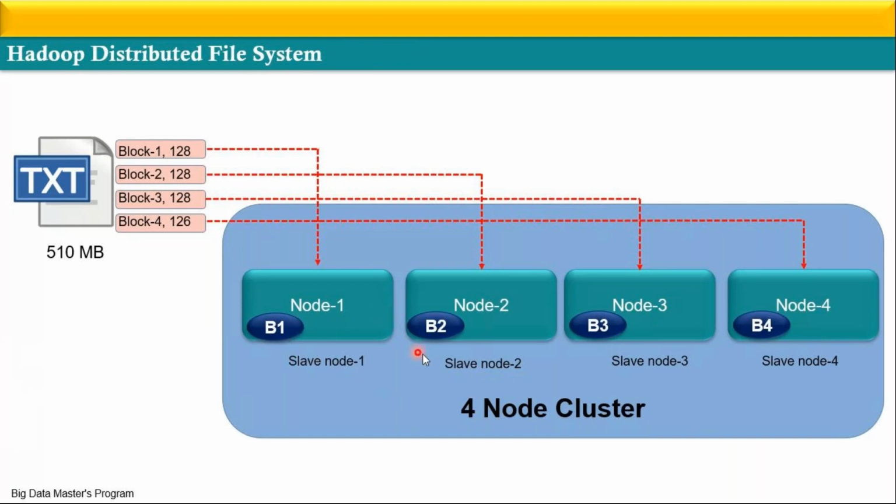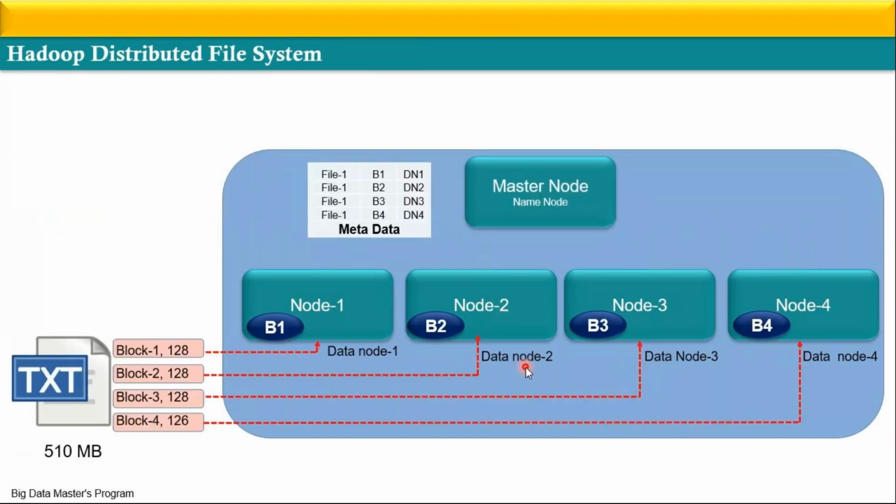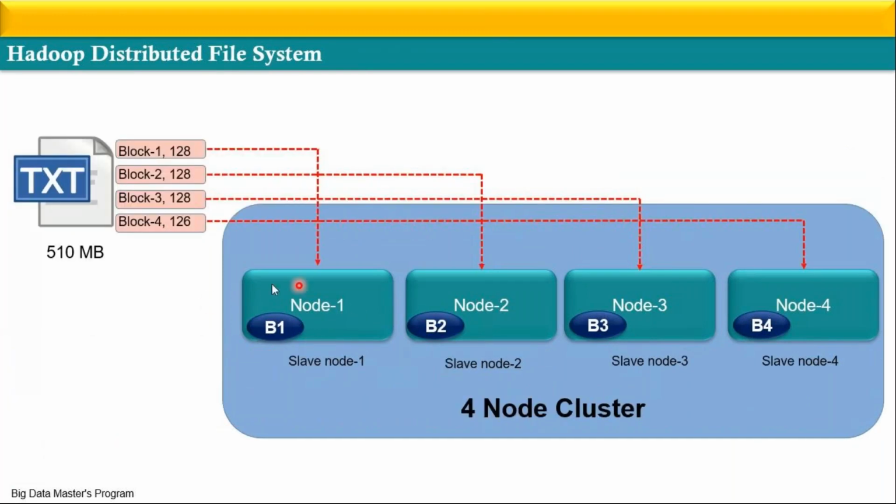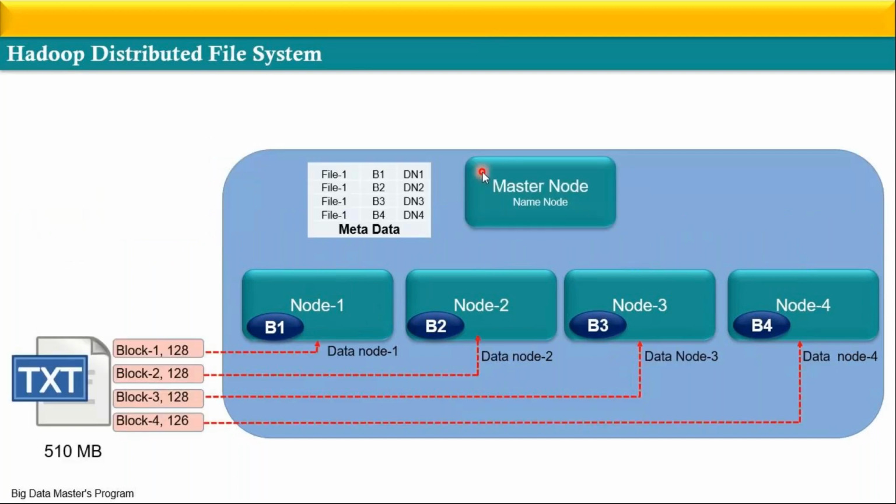Four node cluster, and these are the slave machines. That is fine. Now, who is going to maintain which block is residing on which machine? If a client is coming over here and wants to process this particular file, he will not have the information about which block is placed in which machine. So who is going to have that particular information? That is the master machine or master node, known as the name node. So the master machine is maintaining the metadata.